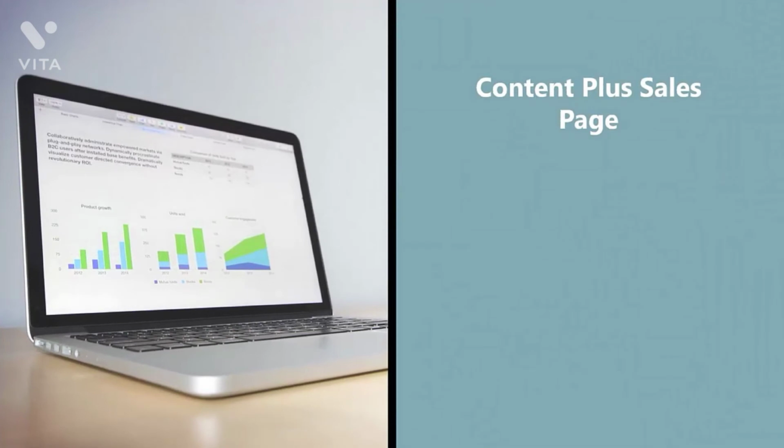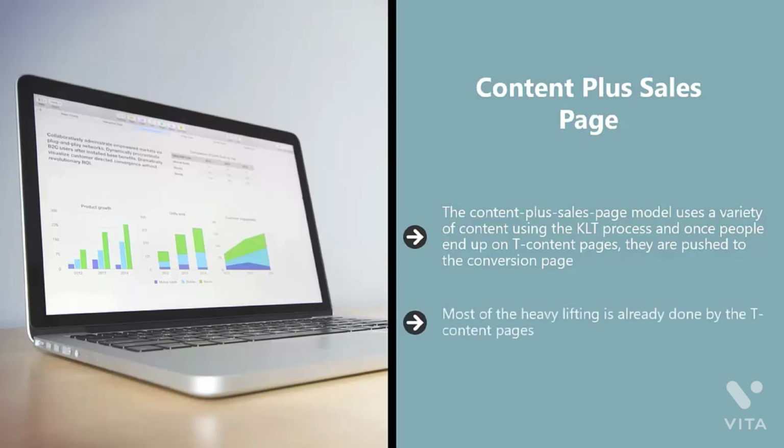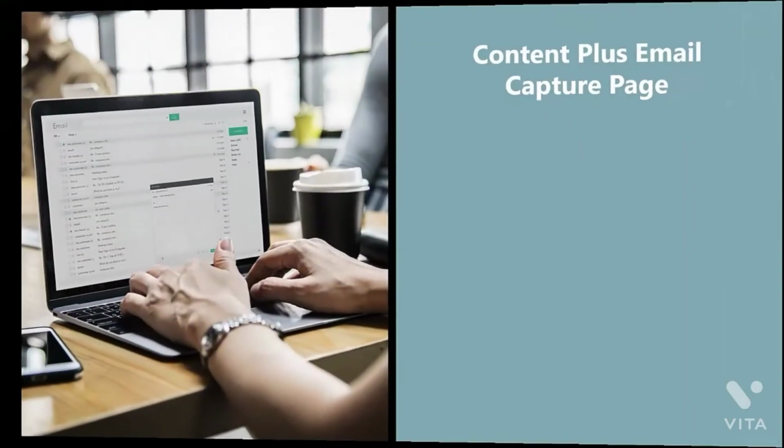Content plus sales page. The content plus sales page model uses a variety of content using the KLT process, and once people end up on the T content pages, they are pushed to the conversion page. Generally speaking, sales pages that are tied into a series of content pages or a content funnel tend to be shorter. Why? Most of the heavy lifting is already done by the T content pages. By dumping them into a page-only type sales page, you might actually end up contradicting yourself or losing the attention of your potential buyer. At the very least, you run the risk of losing momentum, so don't do it.